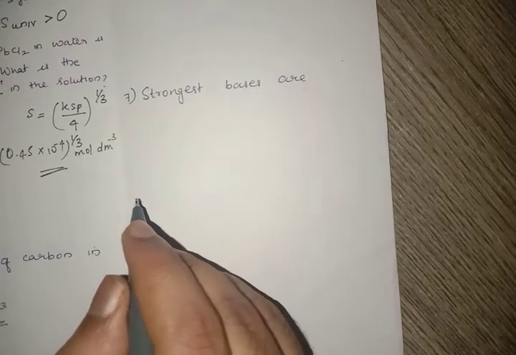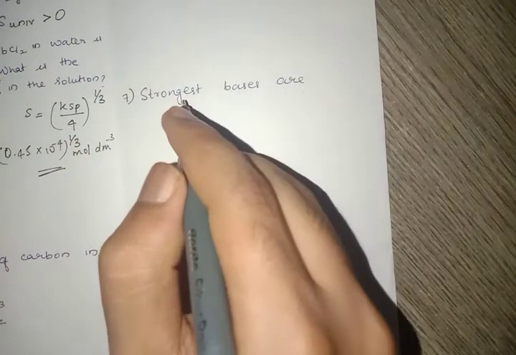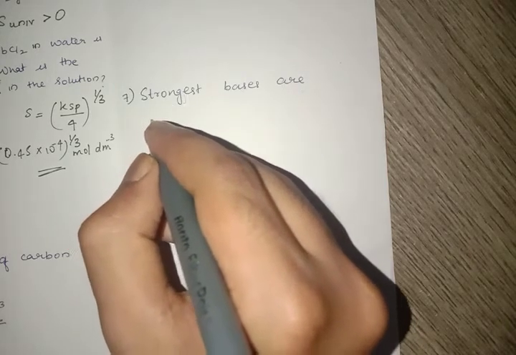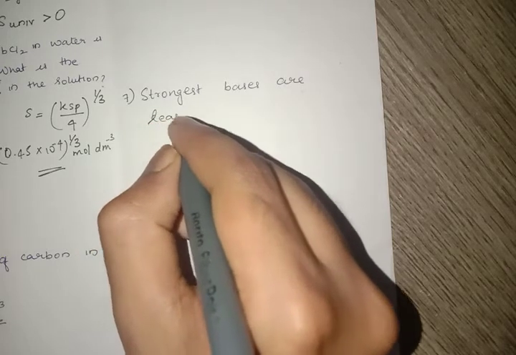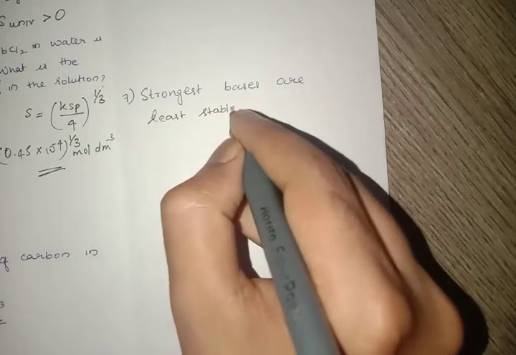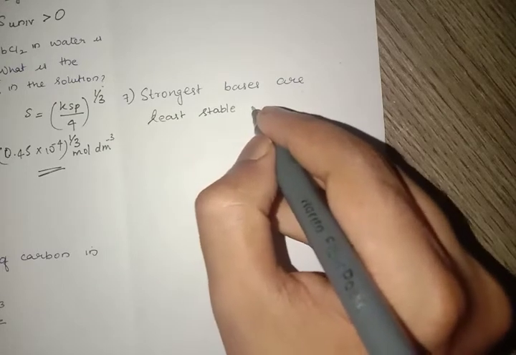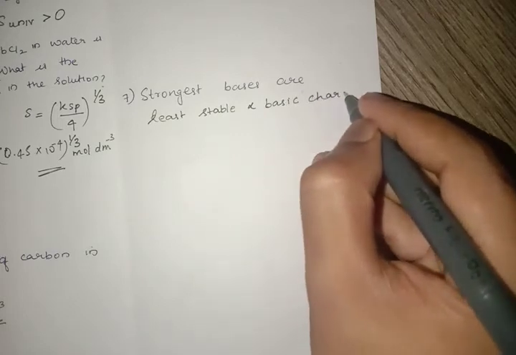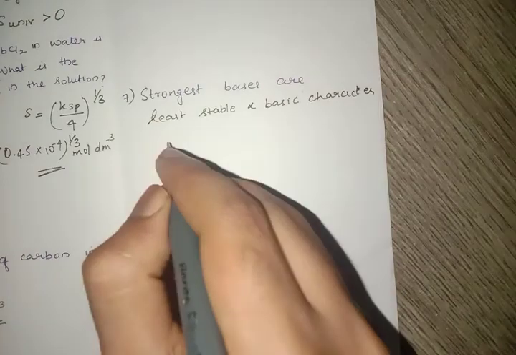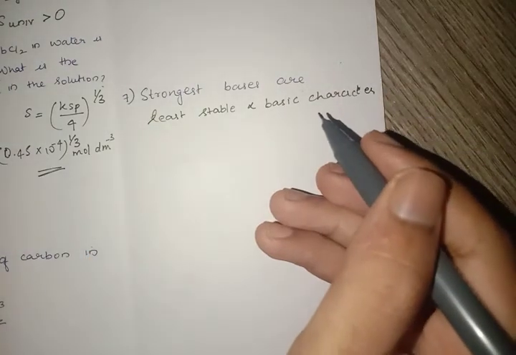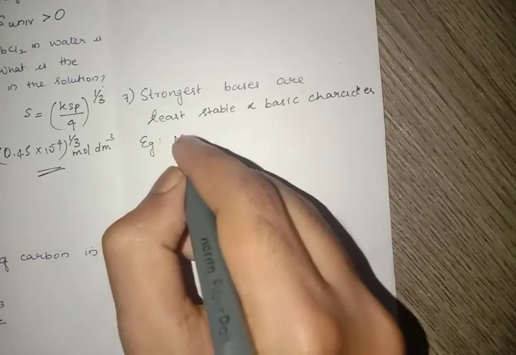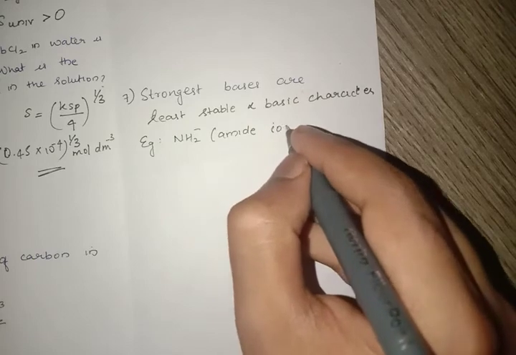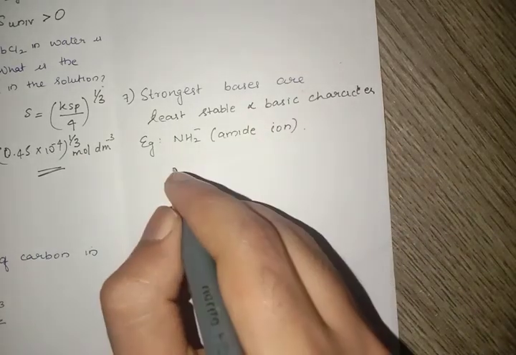Now the seventh question is, strongest bases are. The strongest bases are the least stable species of ions. Stability is inversely proportional to basic character. So basic character increases when it is more of a least stable species. For example, NH2 minus or the amide ion, and this is a least stable species.